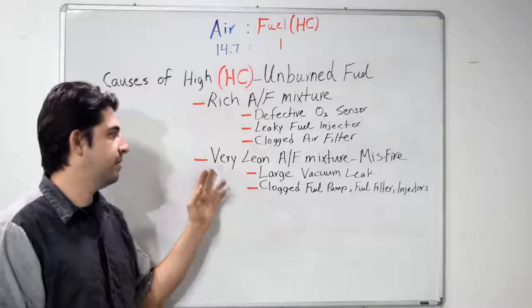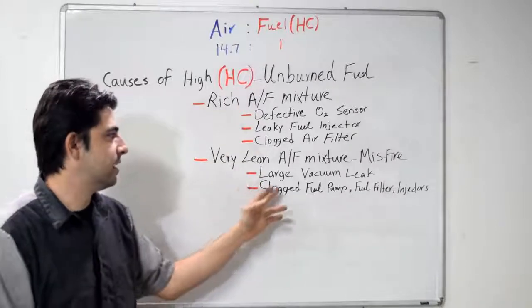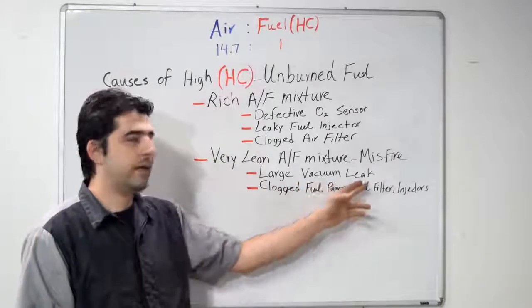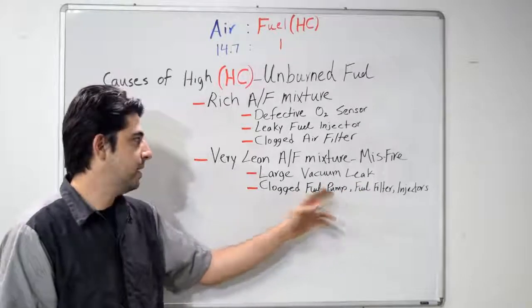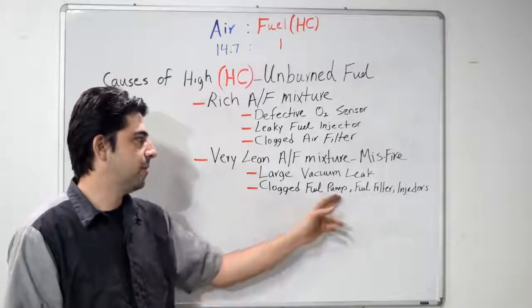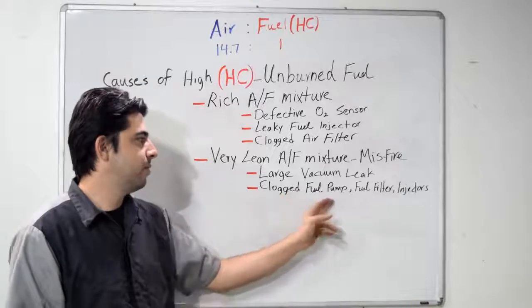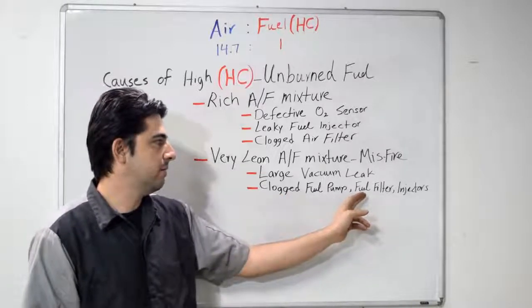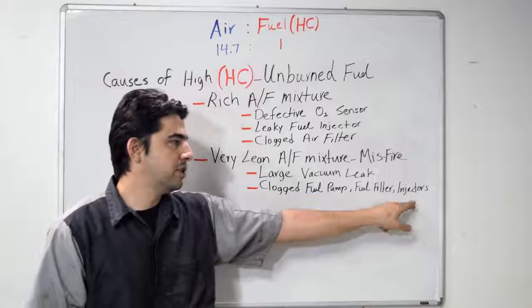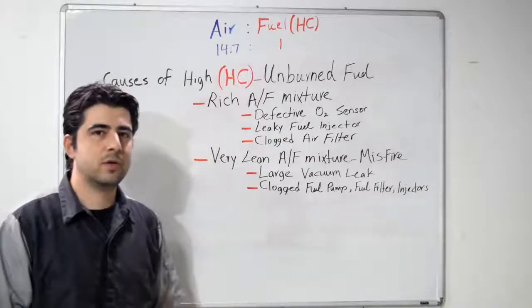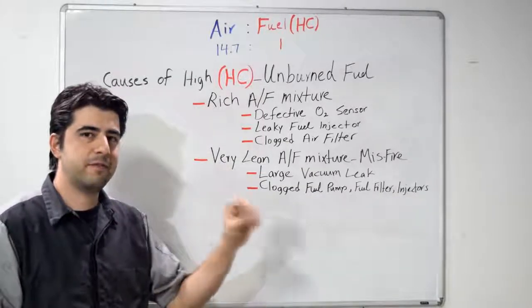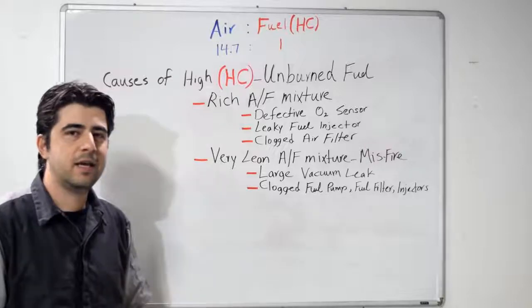Now, as far as what can cause a very lean air-fuel mixture, well, on the air side, obviously a very large vacuum leak could definitely cause that. And on the fuel side, maybe a clogged fuel pump strainer, or maybe a weak fuel pump, or a fuel filter that's clogged, or injectors that are clogged. It could also keep you from pumping enough gas in there, causing you to have a very lean air-fuel mixture.